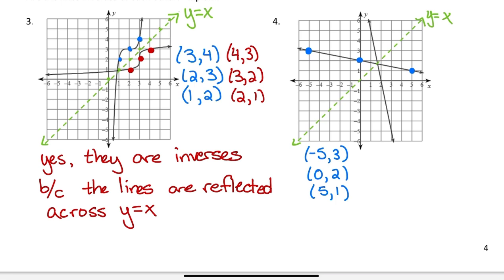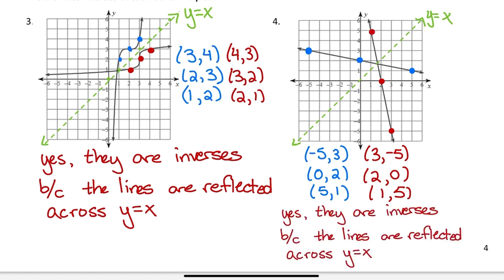And if we find the inverse of each of those points, we'll have (3, -5), (2, 0), and (1, 5). And plotting those points: (3, -5) on the line, (2, 0) on the line, and (5, 1, 5) also on the line. Yes, they are inverses because the lines are reflected across y equals x.